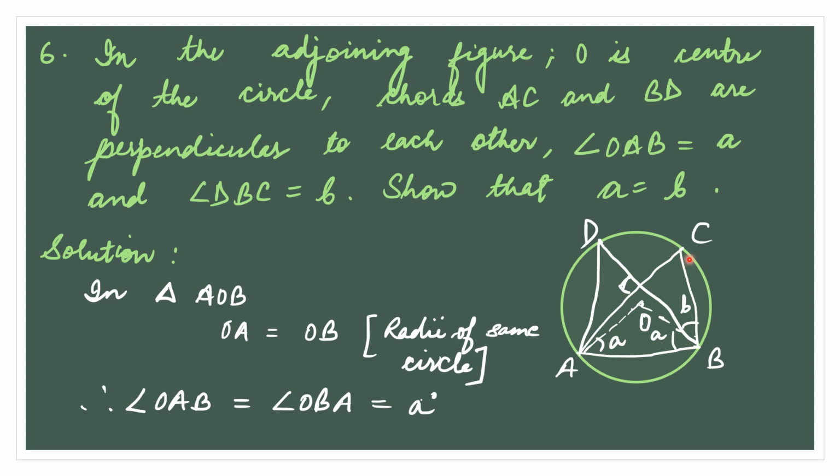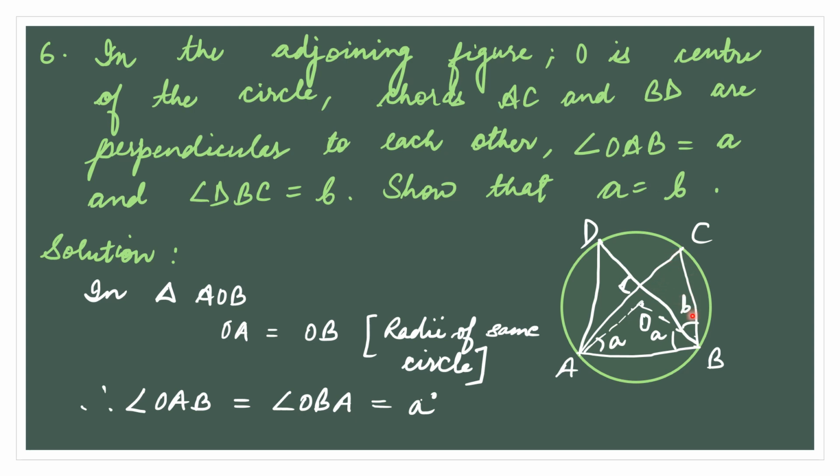Now we have to find out the value of angle CBD and angle ACB. What is the value of angle ACB, children? We have to find out. First, let us see this triangle. In this triangle, the value of angle AOB is equal to 180 minus 2A, because the sum of the angles in a triangle is equal to 180 degrees. So this angle D and C will be equal to half of 180 degrees minus 2A, that is 90 minus A both.